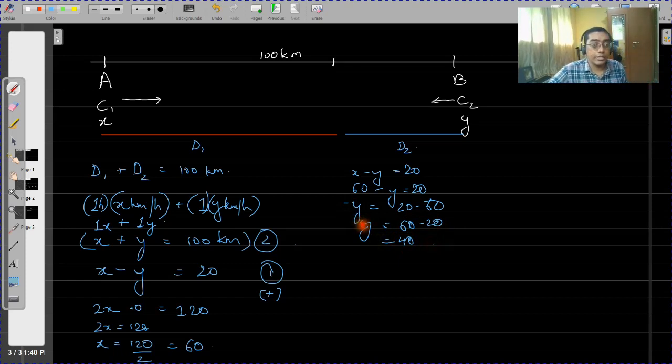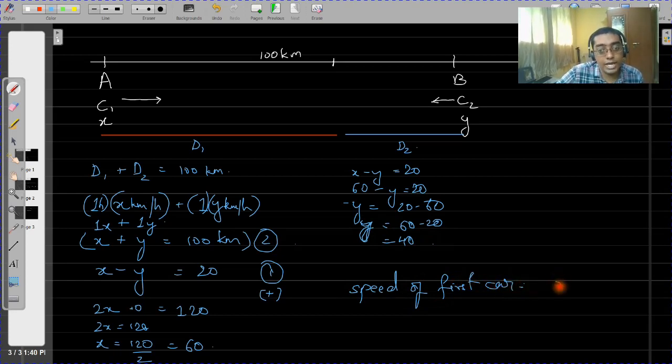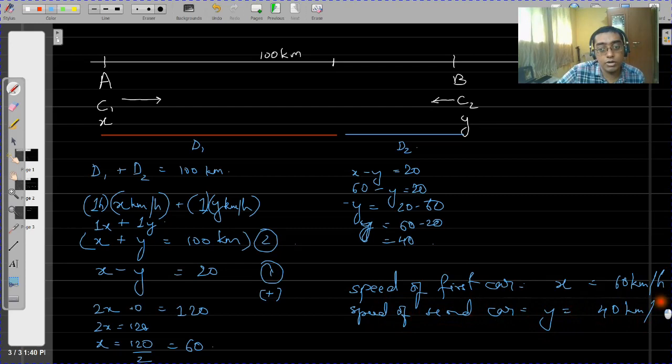Therefore we got x and y. So the speed of the first car equals x equals 60 kilometers per hour, and the speed of the second car equals y equals 40 kilometers per hour. And that's the end of this question.